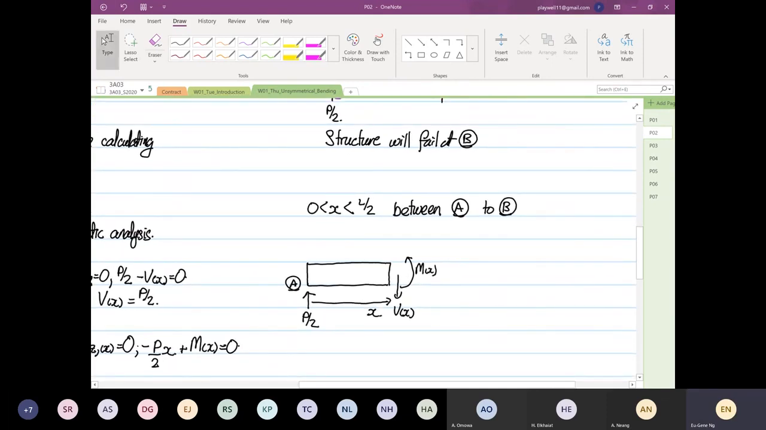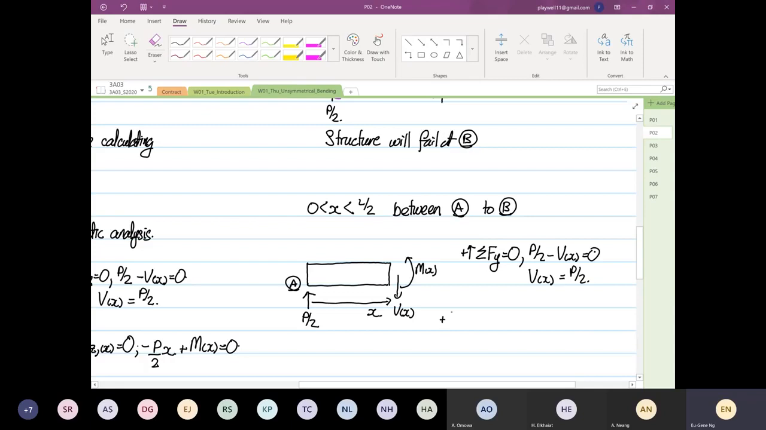So when we do that, again we do static analysis. Summation of forces in the y direction is equal to 0. We have P/2 minus V(x) is equal to 0. V(x) is equal to P/2.